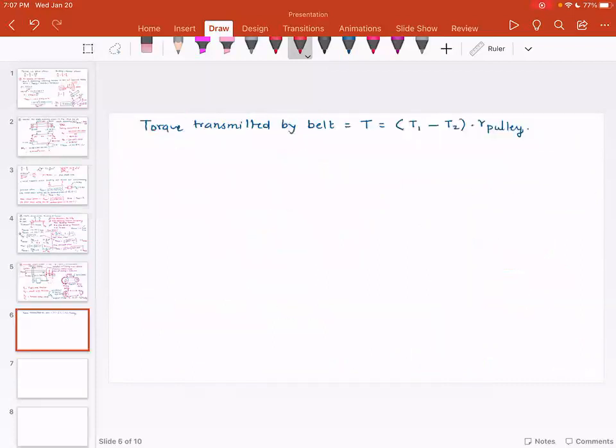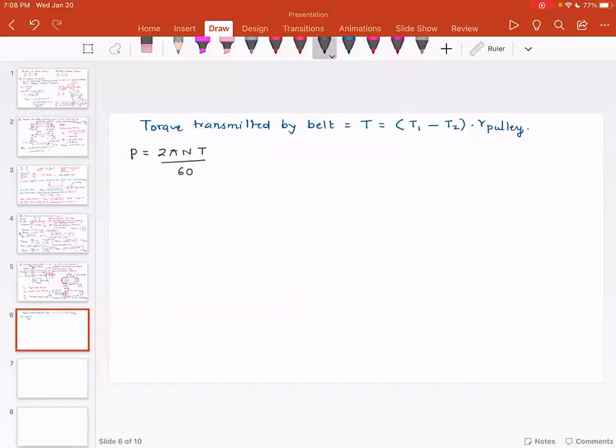So we have to find out the torque transmitted, then the loads, then the bending moment, and then the torque. This is how we will go. We'll start with step 1. Power is equal to 2 pi N T divided by 60.